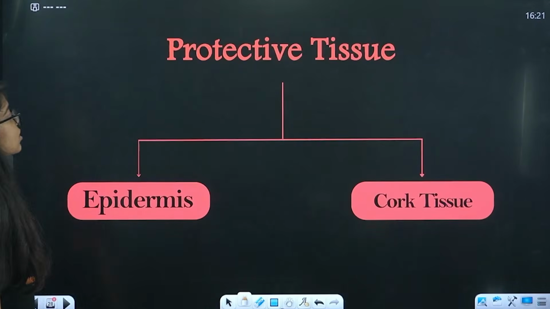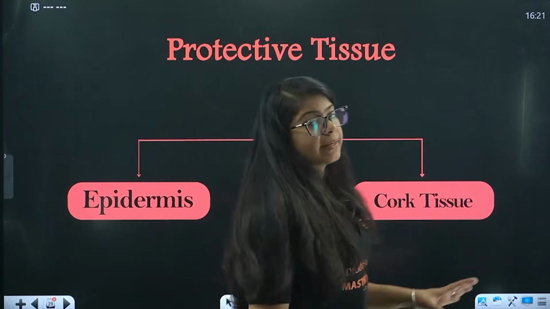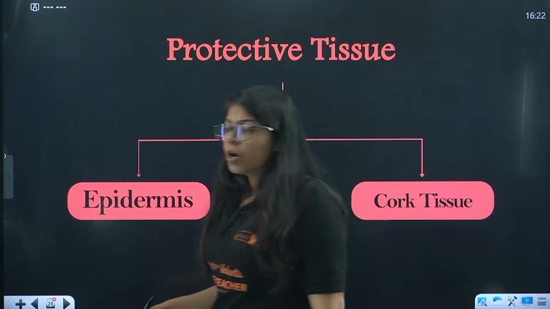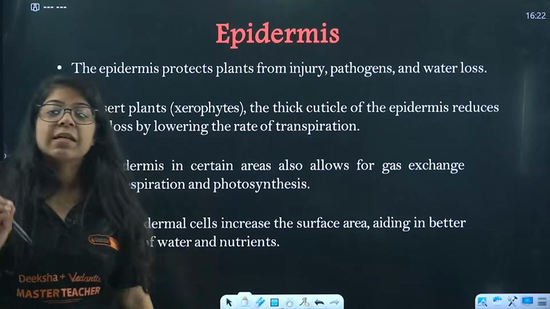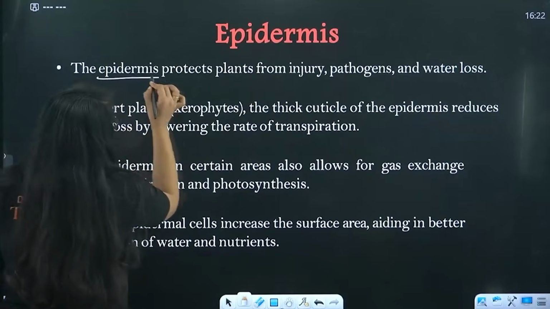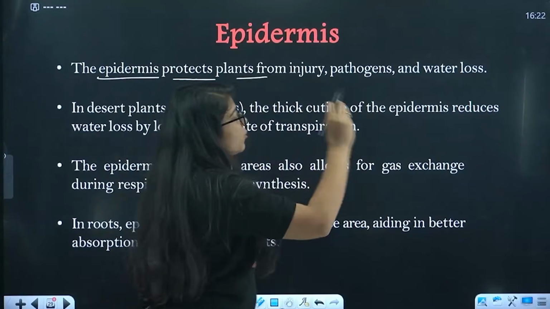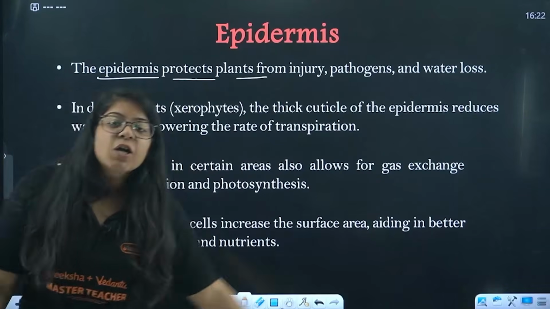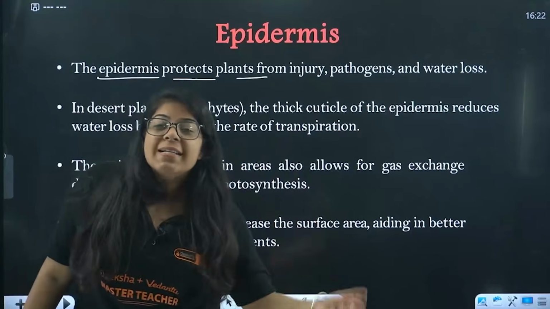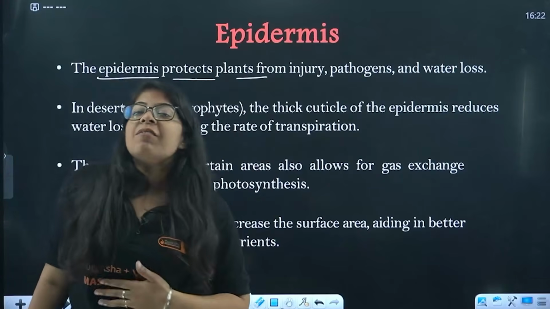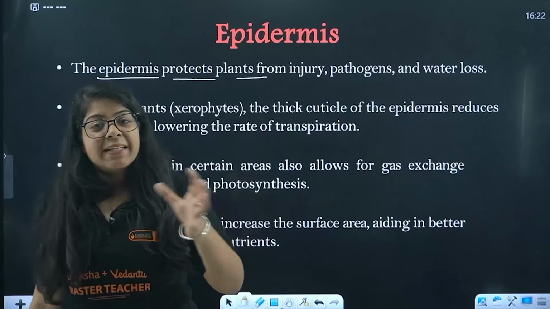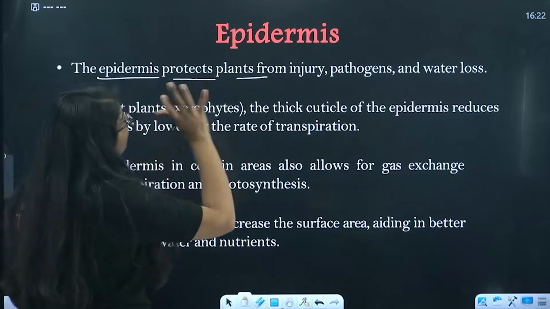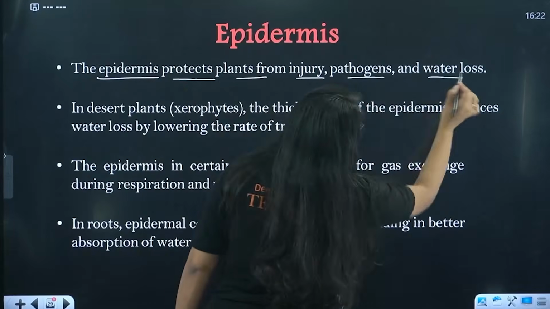One more thing you have to study in your plant is protective tissue, the one that protects our plants. First is epidermis and second is cork tissue. Now, what is epidermis? Read it very carefully. The epidermis protects plants from injury, pathogens and water loss. Say you pull a flower out, so the plant gets injured. How does it recover? Just like we have WBCs to protect us and repair our injury, epidermis protects plants from injury, pathogens and water loss.